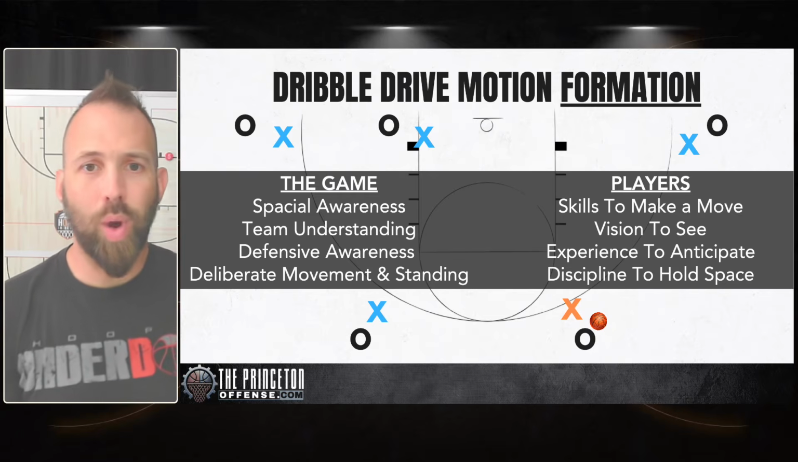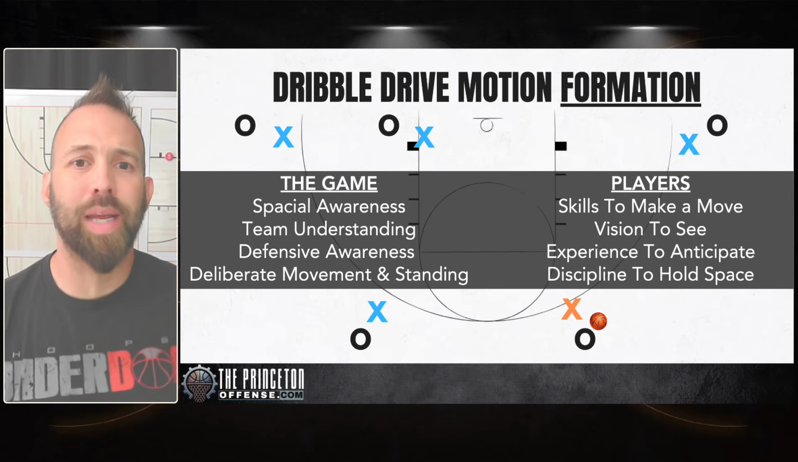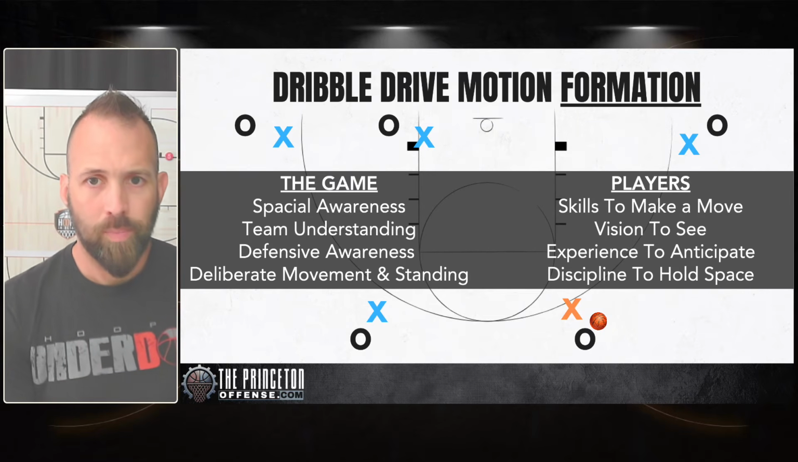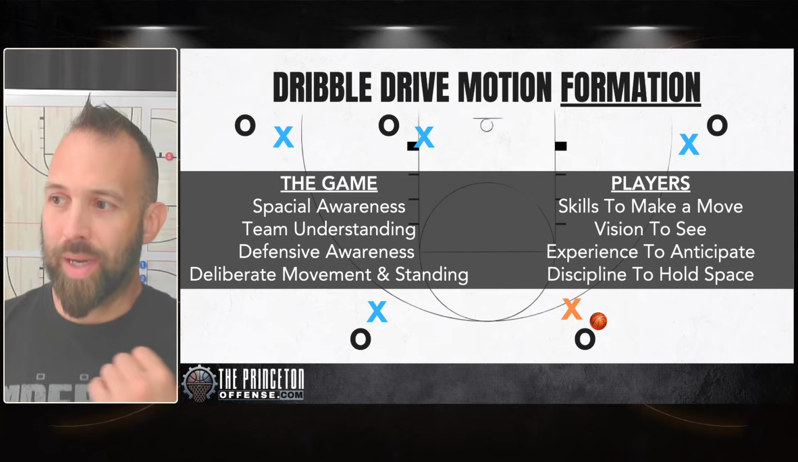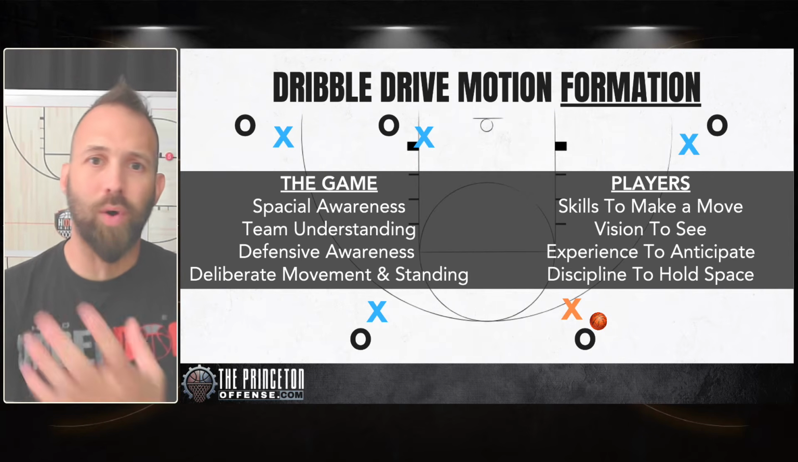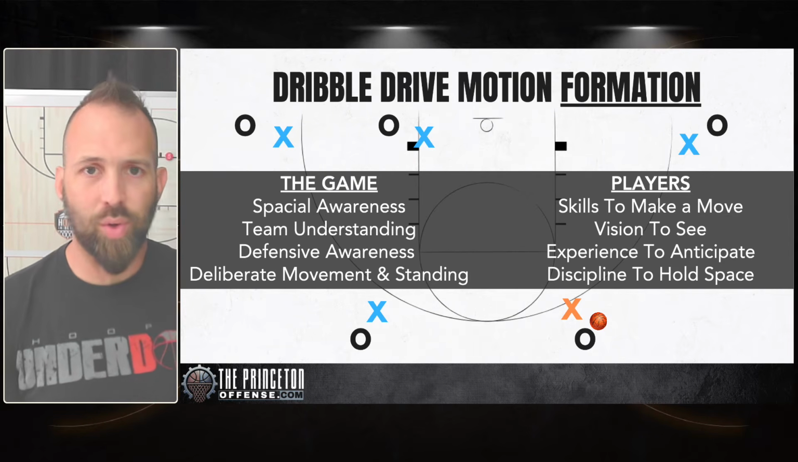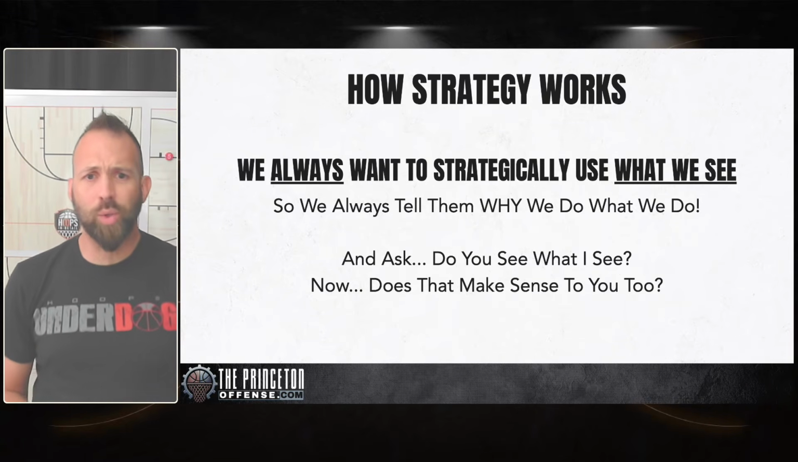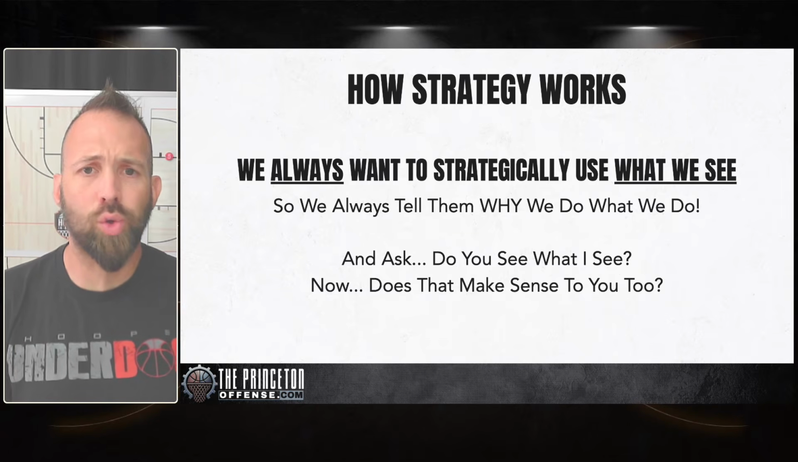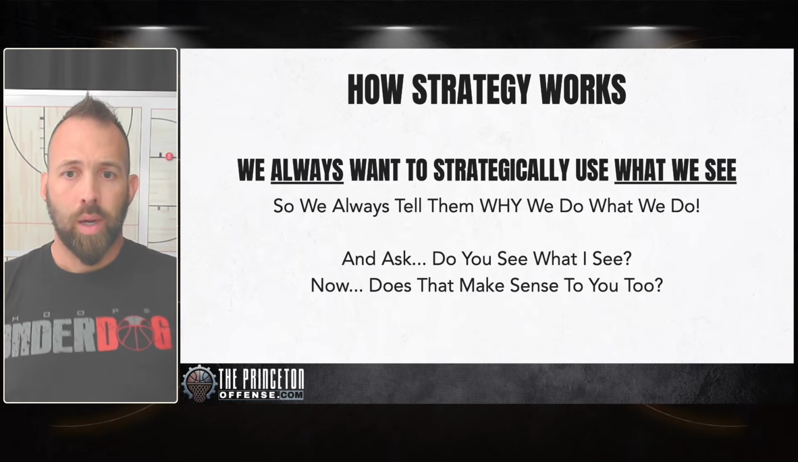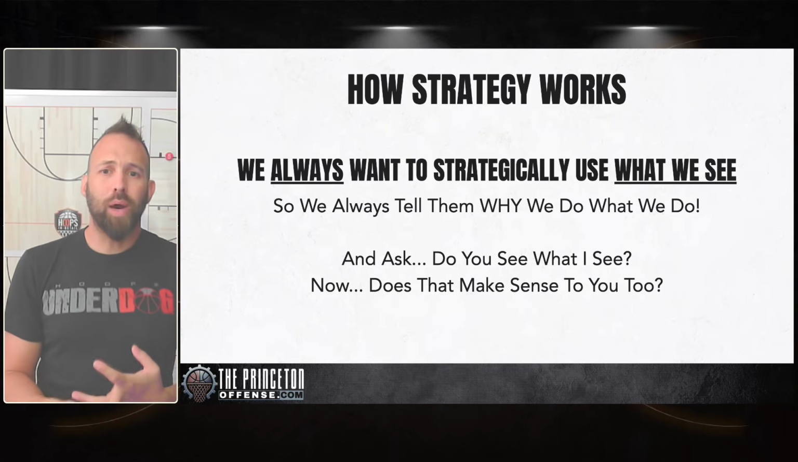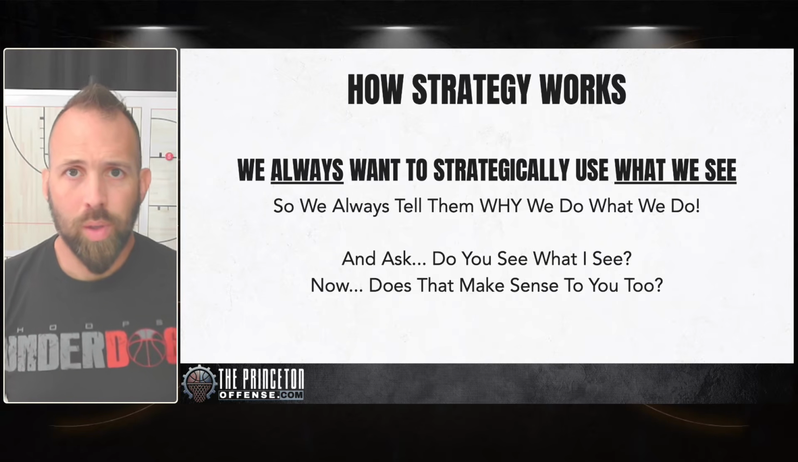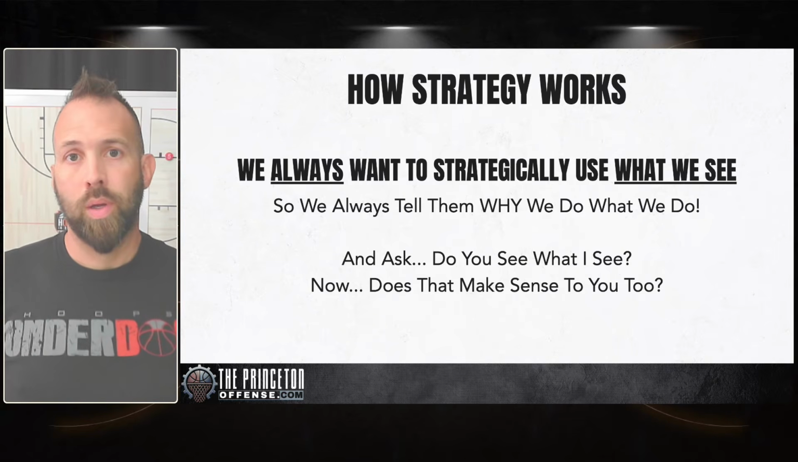All right? And that's why I think dribble drive is the easiest thing to teach at the youth level. But it's not just because the offense is easier to teach. It's because of all of these other reasons, and these are all the details of why it works. All right? So, how strategy works. We always want to strategically use what we see. All right? And we want to tell them why we do what we do. Sometimes we just tell them what to do.